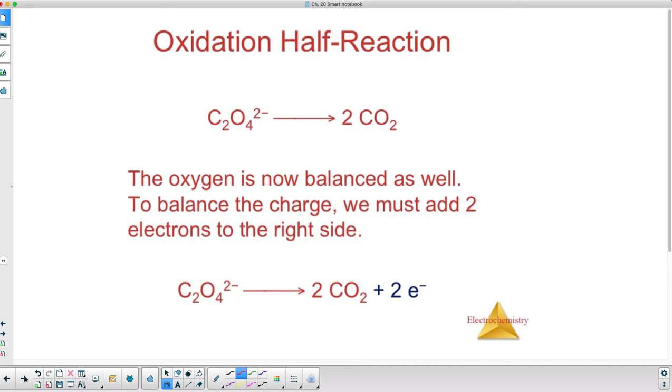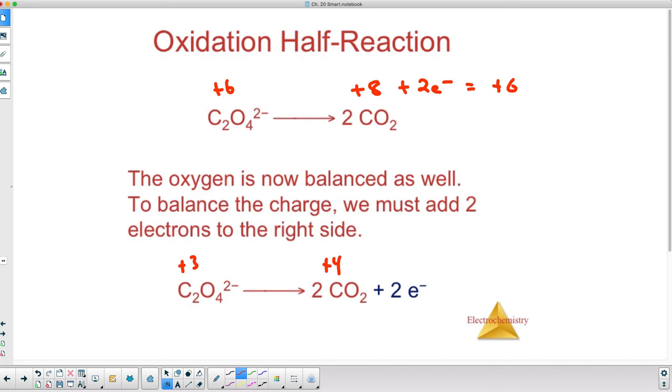So to balance the charge, we must add 2 electrons. Notice I don't have to balance the oxygens at all because I have 4 on both sides, so that's good. So here, if I'm going from a +3 here to a +4 here, that means in total I'm going from a +6 to a +8. So to get these two to be the same, I need to add 2 electrons to this side, because then it gets to be a +6.